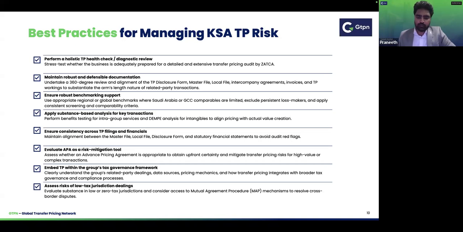The way I would put it is, instead of looking at dispute resolution tools like MAP, we should look at dispute avoidance through a proper group-level TP policy framework, ensuring that all the compliance obligations are met. And wherever there is a reason to go for an APA as a dispute prevention tool, the taxpayers have to make use of the framework which is available in KSA. That's it from my end. And I know we have a follow-up webinar with more deep dive analysis. We can take that up in the next webinar.